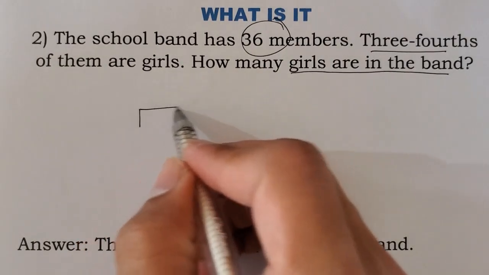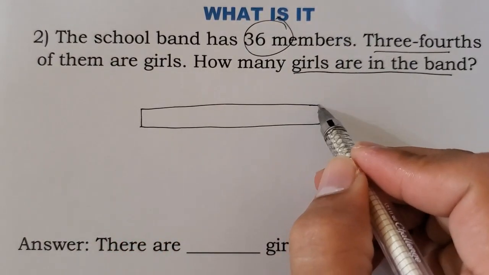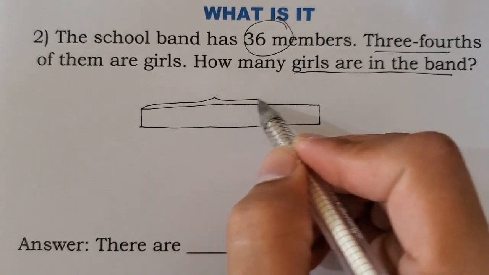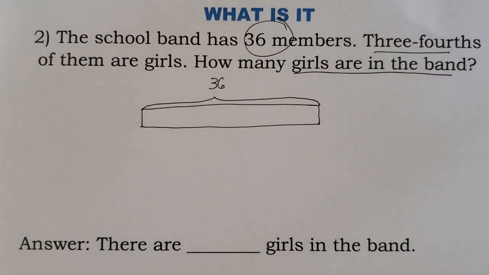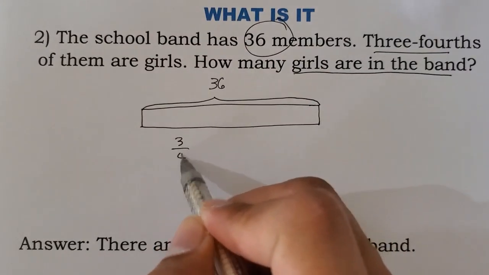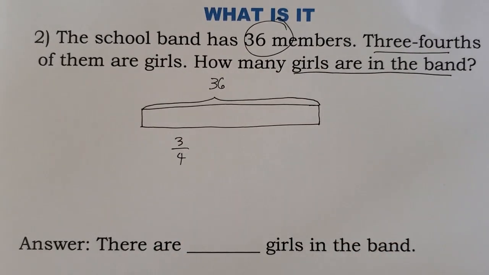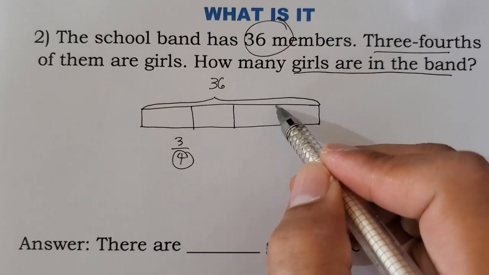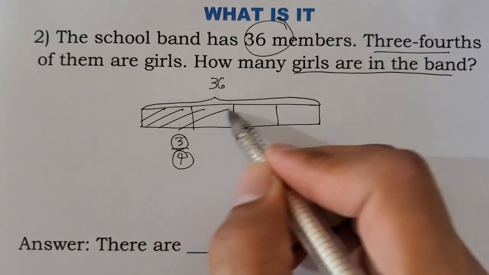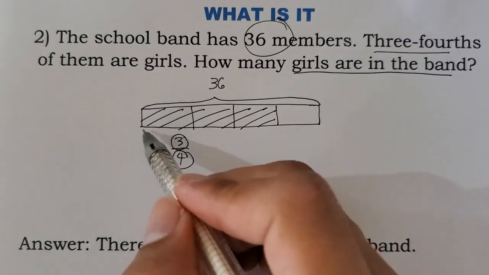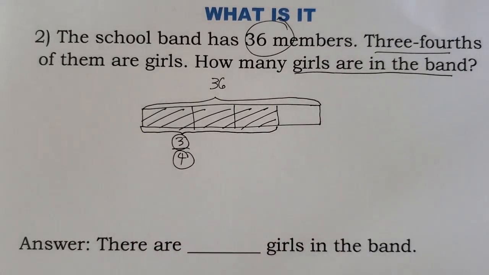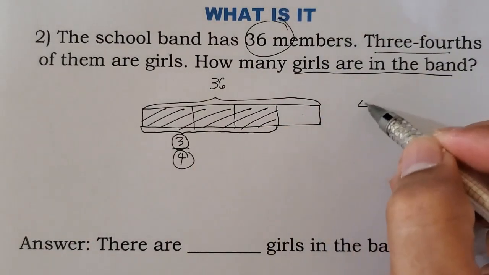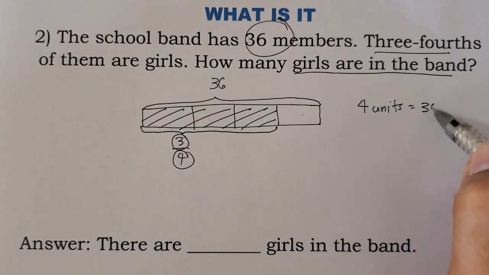So, if we are to illustrate the problem, for example, this is the entire number of members in the band, which is equal to this one up to this one, that's 36. Then we are to get 3/4 of that. Of course, in order for us to show 3/4, we have to divide the entire region into 4 equal parts. And of course, we have to shade only 3 parts out of that 4. So, that's 3/4. But in this illustration, we could just simply say that 1, 2, 3, 4 units is equal to 36.